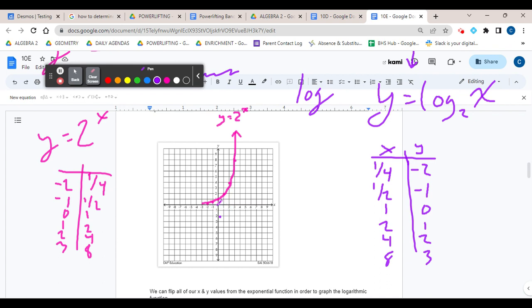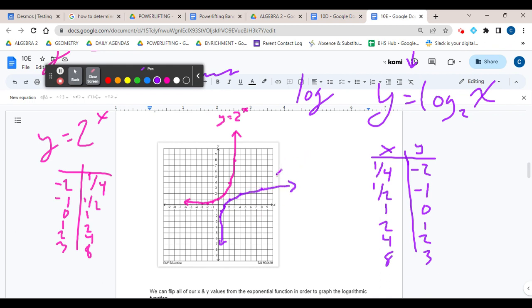X is 1/2, y is -1. And then we have 1, 0. And we have 2, 1, 4, 2, 8, 3. Now, interestingly enough, we have a horizontal asymptote here on our exponential. So what's going to happen is we're actually going to have a vertical asymptote here on the inverse, because again, these things are just sort of reflections of each other.